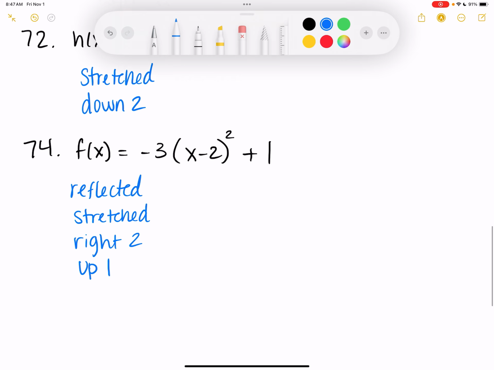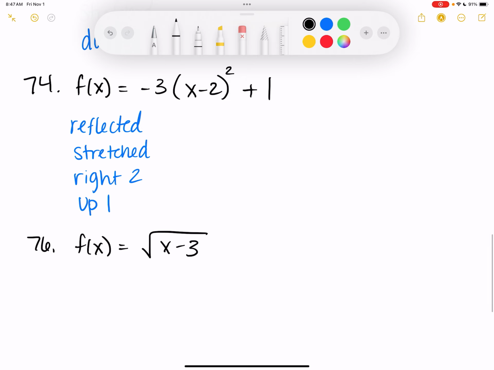76. F of x equals the square root of x minus 3. So notice everything's under the radical here. So what's happening to this one? Right 3. Yep, right 3. Let's see. Let's look at 2 more.